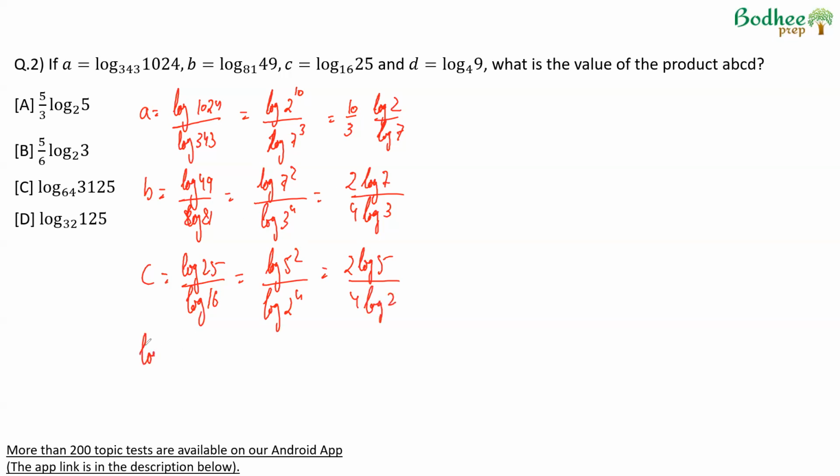Finally, D is equal to log of 9 upon log of 4. Log of 9 is log of 3 squared. Log of 4 is log of 2 squared. So 2 upon 2 cancels out, and D is log of 3 by log of 2.